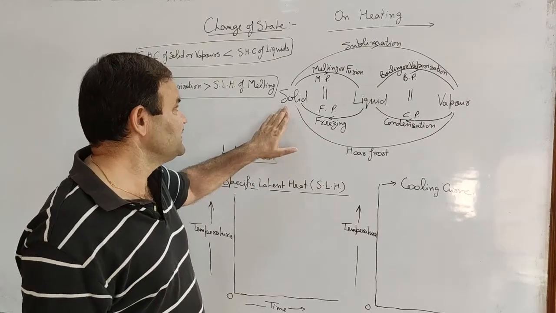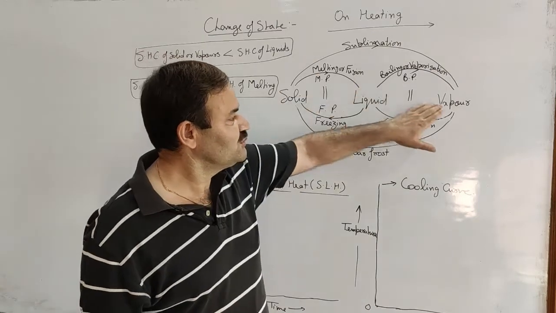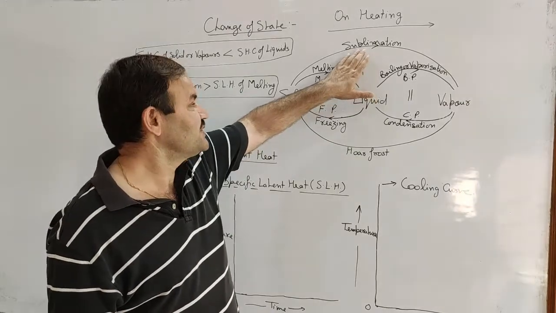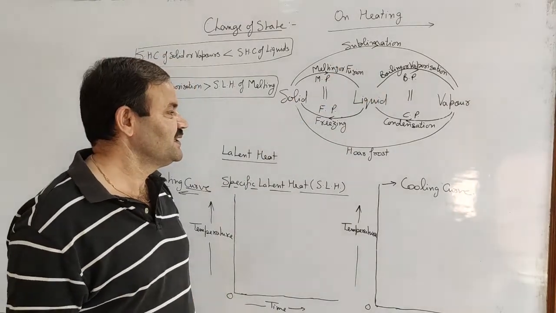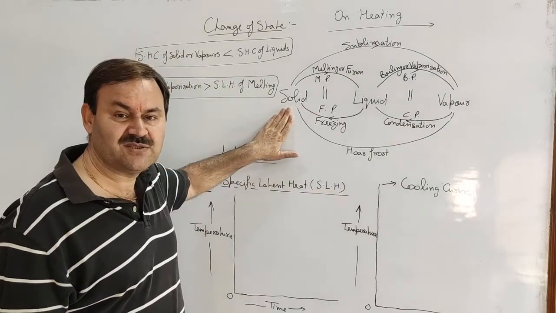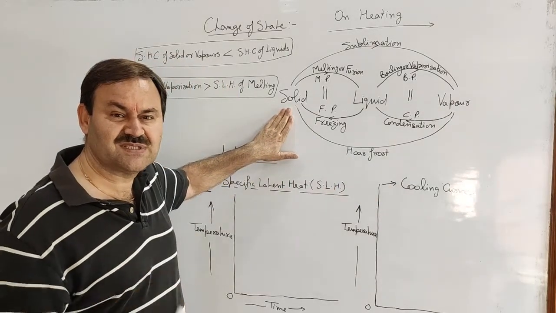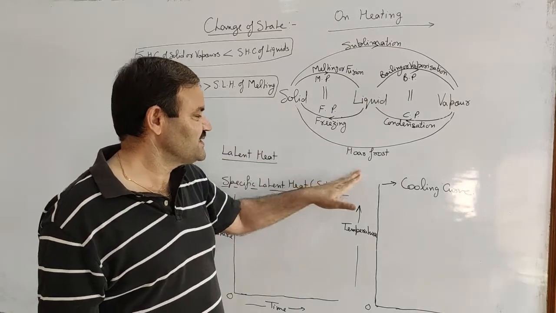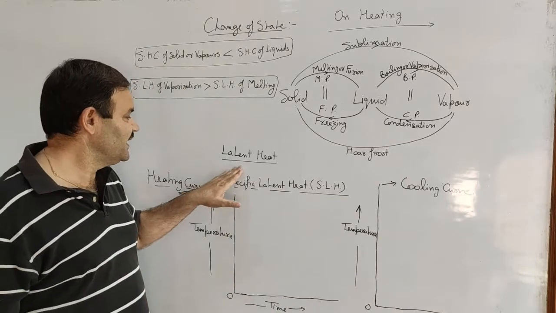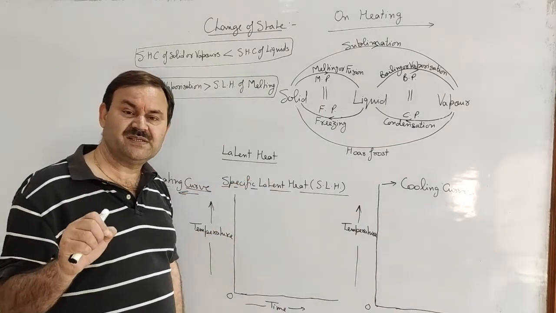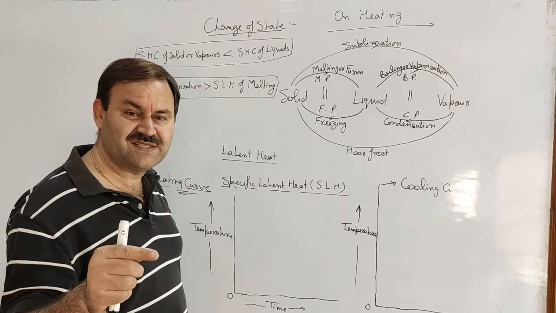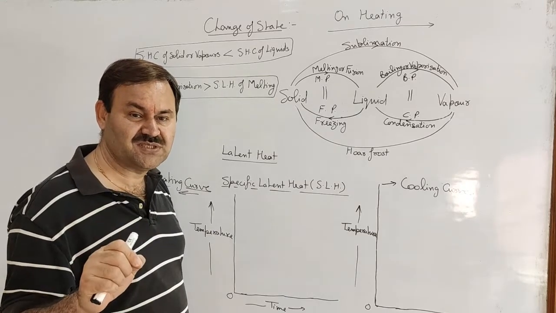If a solid directly changes from solid to vapor state by continuous absorption of heat, then the process is called sublimation. In the same way, if vapors directly change into their solid state by continuous evolution of heat, then the process is called Hoarfrost. Now the next thing, latent heat. Latent heat is the amount of heat required by a substance to change its state at constant temperature.